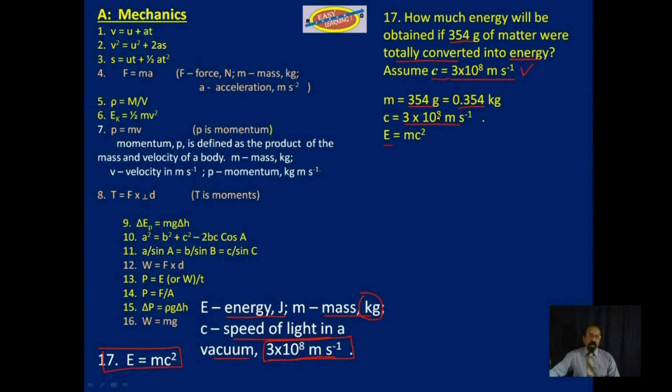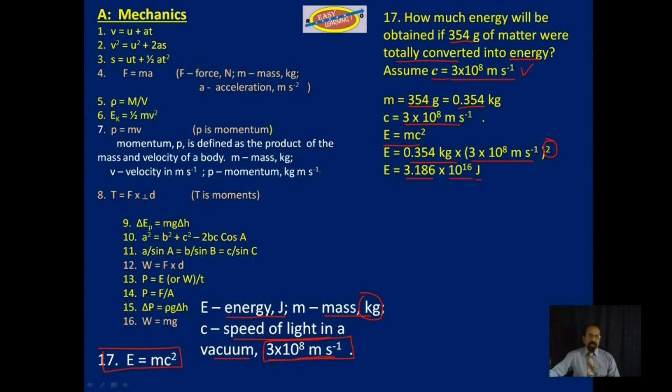We also know that E is equal to mc squared. This equation is so famous by Albert Einstein that almost everybody knows. We will substitute E is equal to that mass times the speed of light squared. You put that in your calculator and you come up with 3.186 times 10 to the 16 joules.